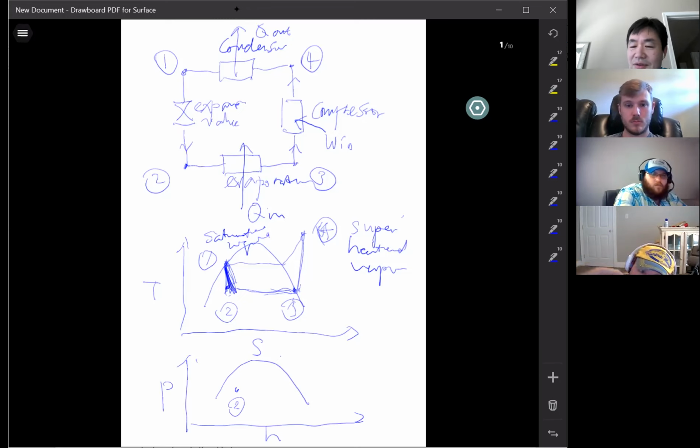Between 2 and 3, you're receiving heat. You receive heat, right? So what happened to pressure when you just heat it up? Increases? Decreases? Anybody else? Everybody agree?